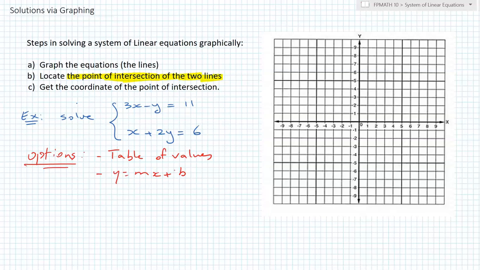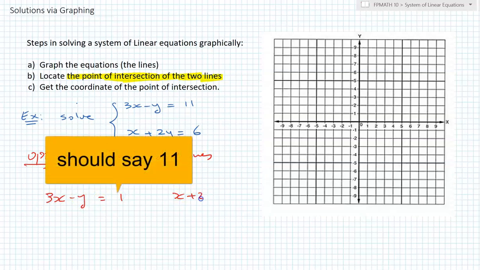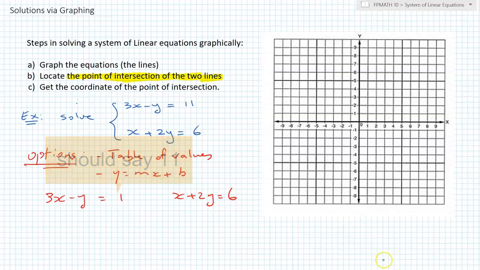For a table of values, you need a minimum of 3 points. Whatever you choose for each one, you need to graph each of these lines, and you know how to do that from the last unit. So you go ahead and do that and then come back and check.